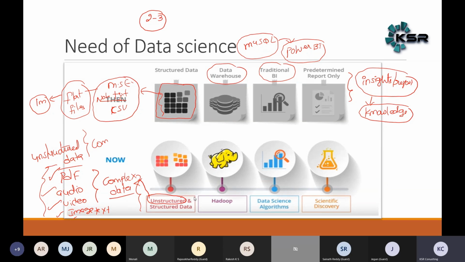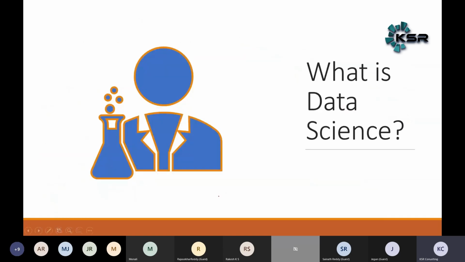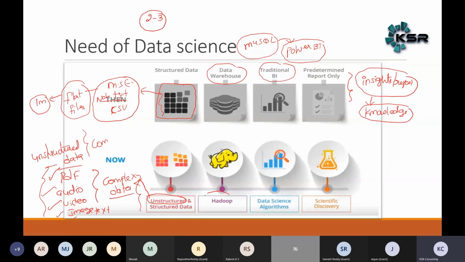So now we have complex data. In order to store the complex data, we are going to use Hadoop. Hadoop is a platform where we can store the complex data. Under Hadoop, we have NoSQL, MongoDB. Of course, we can also use SQL for structured data. NoSQL is used to store unstructured data like PDF, image, and video. Hadoop is only the platform.